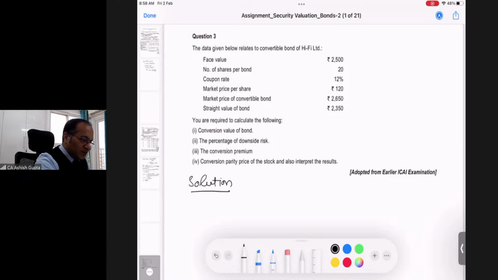Now, question comes: why will they get it converted? Of course, they will get it converted if they see that the equity share prices are more. Student, please note that in case of a convertible debenture, there is one very good rule. When we talk about this, I'm taking you back to my slides.